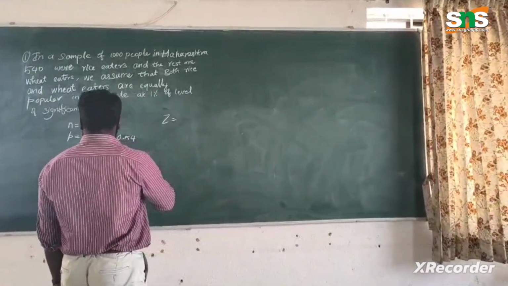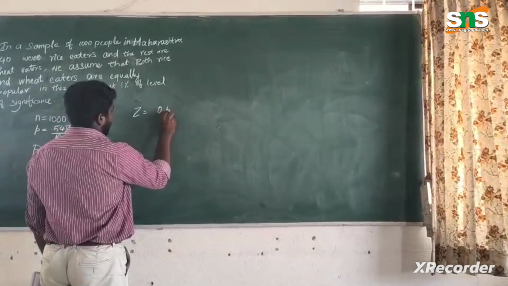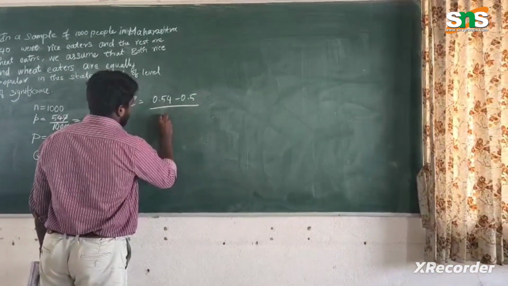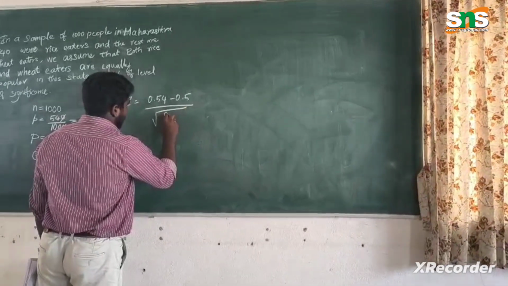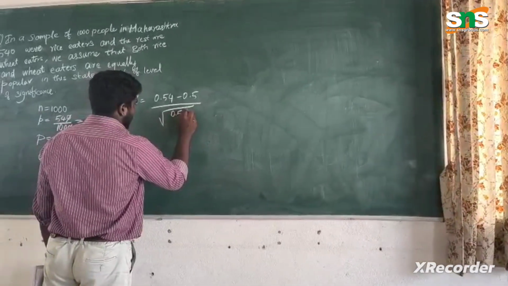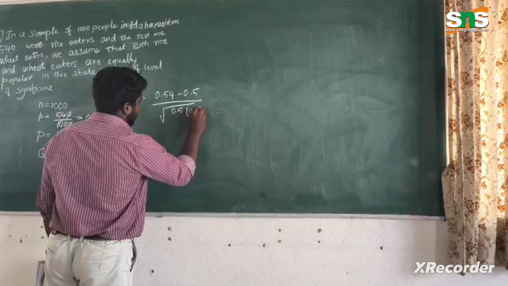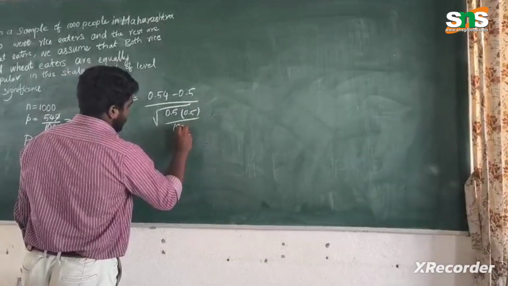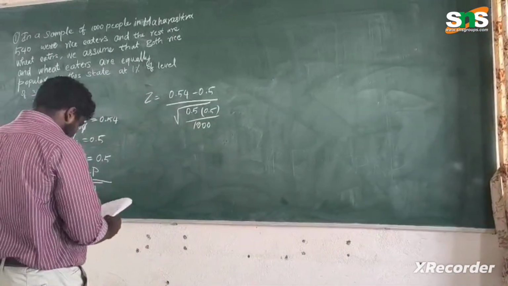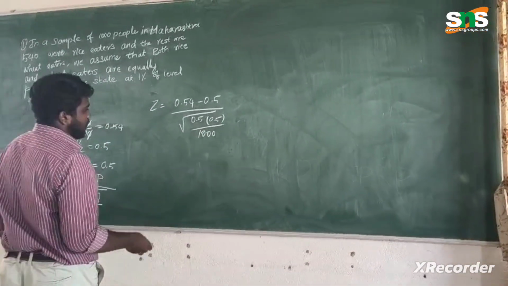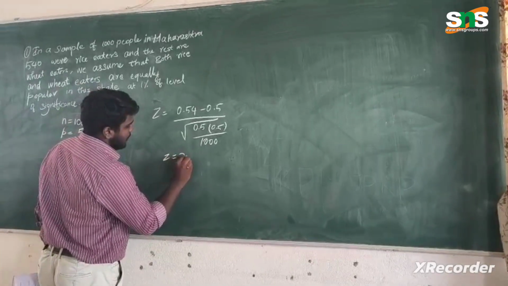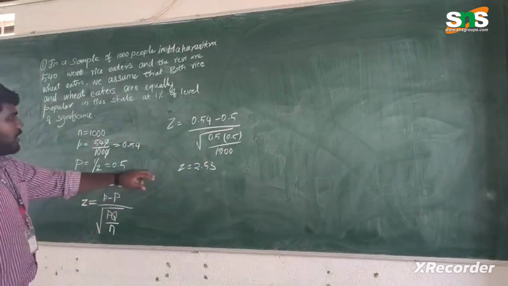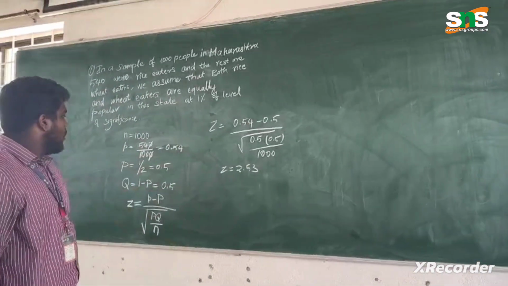z is equal to 0.54 minus 0.5 divided by root of 0.5 into 0.5 divided by 1000, which is equal to 2.53. So we found the value of z.